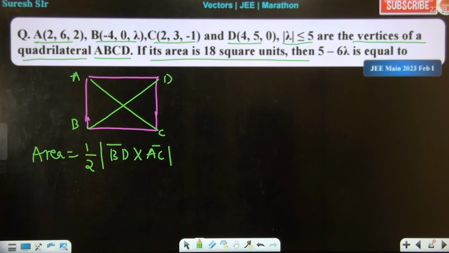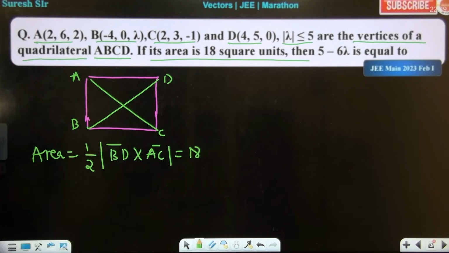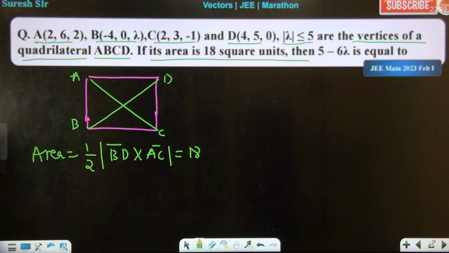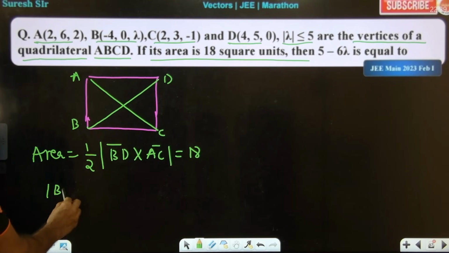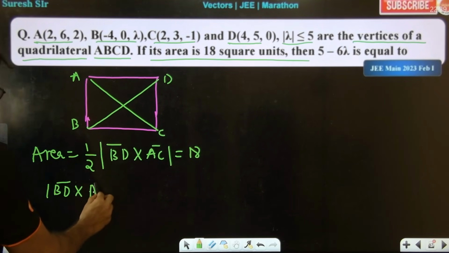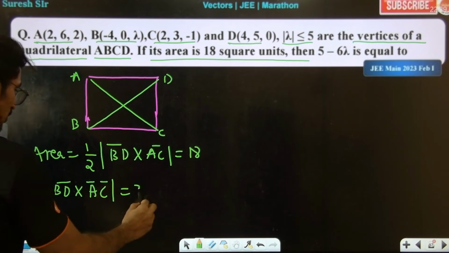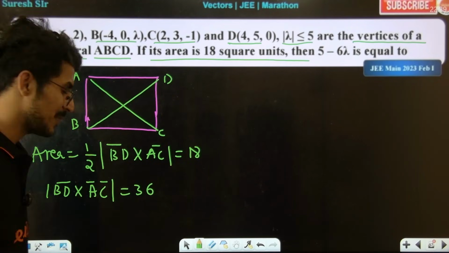BD vector and AC vector, this is equal to 18 they have given. So what does BD vector mean? Position of D minus position of B. Let me find out first. Look at the board, everyone. Can I write this as BD vector cross AC vector is equal to 36? Half will be multiplied on the right hand side.